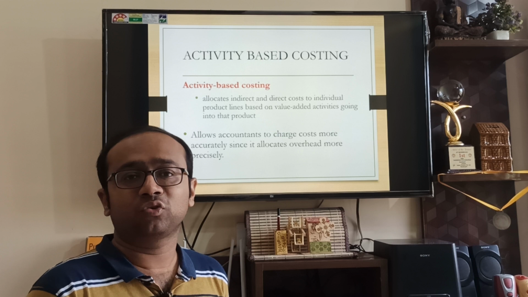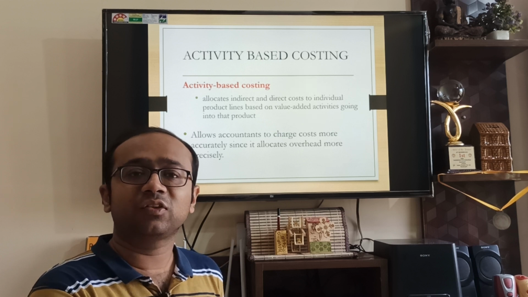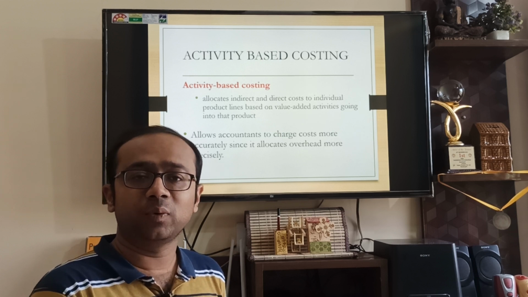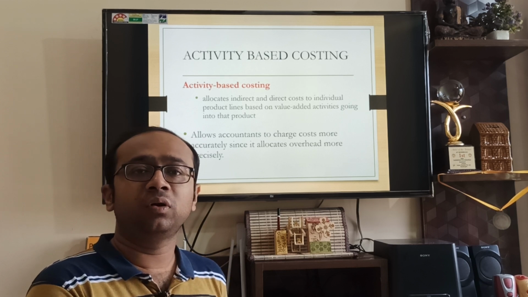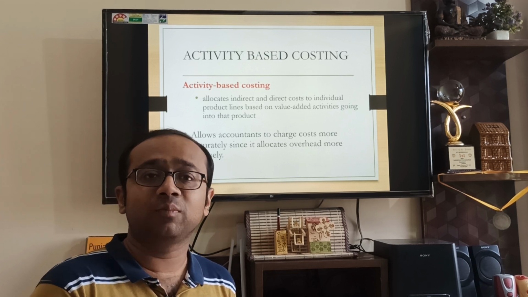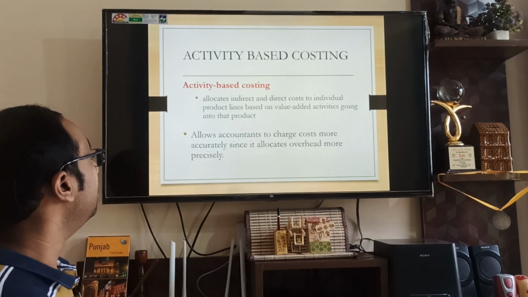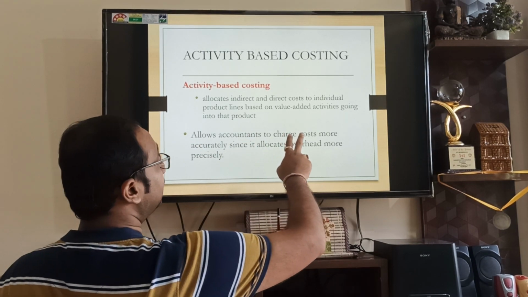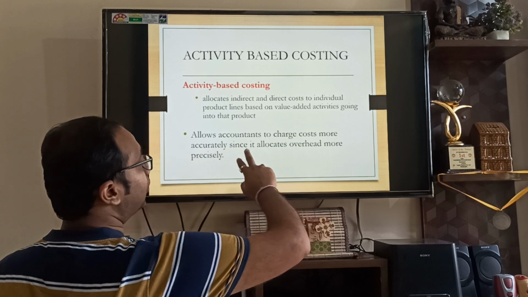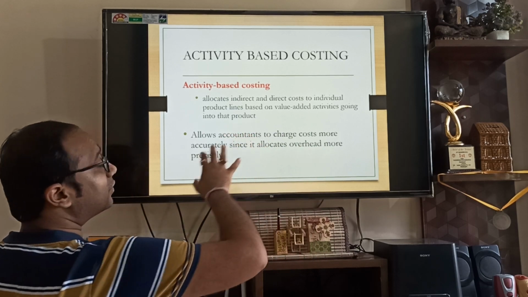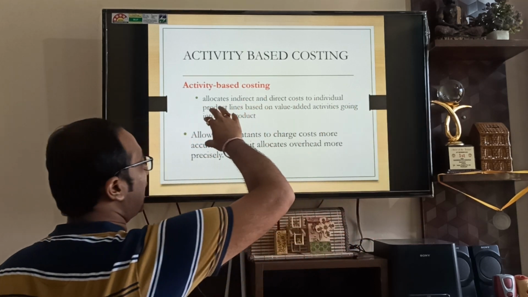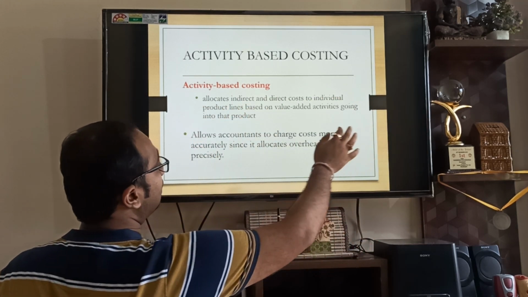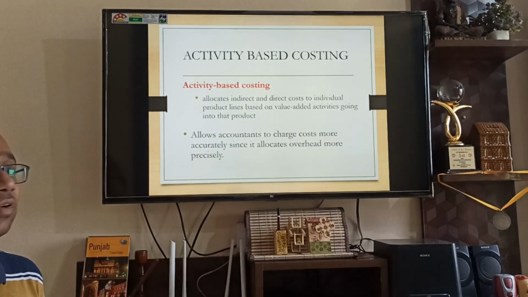But there are indirect costs also. There is some gas which is being used, so fuel cost. If you are cooking on your own, some of your time is there, so what is the time cost? So indirect. That is why the accountant should charge cost more accurately. It allocates the overhead more precisely, because there are 5 activities A, B, C, D, E. Per activity you are seeing what the costs are, and that is why it is known as activity based costing.